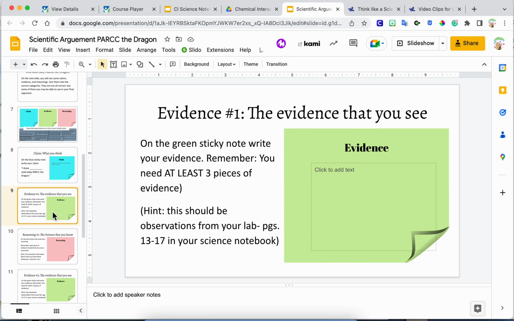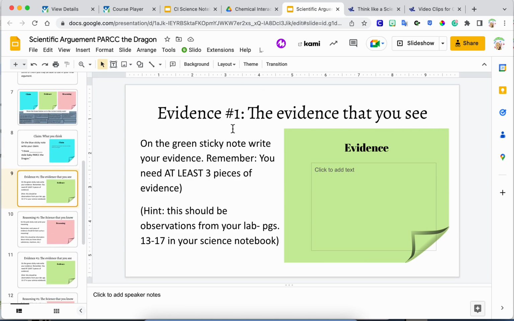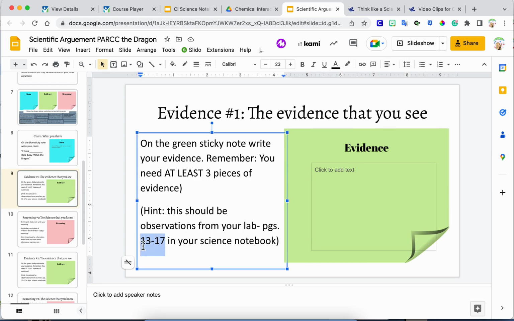Remember, you need 3 pieces of evidence to be considered a pattern. So you want to make sure that you have 3 pieces of evidence. There's a slide for each one. This is evidence number 1. This is what you saw or observed in your labs. It should be from pages 13 to 17 in your notebook. Remember, the more specific you are, the better evidence it is, okay?